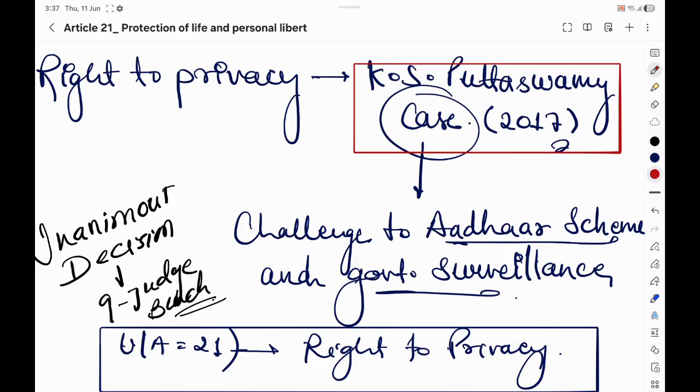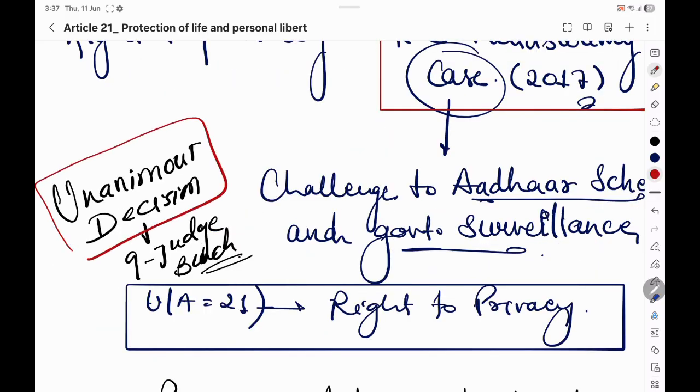So basically, K.S. Puttaswamy was a retired High Court judge, and he challenged a certain aspect of the Aadhaar scheme, and he argued that the collection of biometrics and personal data violates the citizens' privacy. Okay, so thereafter, a 9-judge Supreme Court constitutional bench gave a unanimous decision, that is 9-0, and the court held that right to privacy is a fundamental right protected under what? Part 3 of the Indian Constitution.